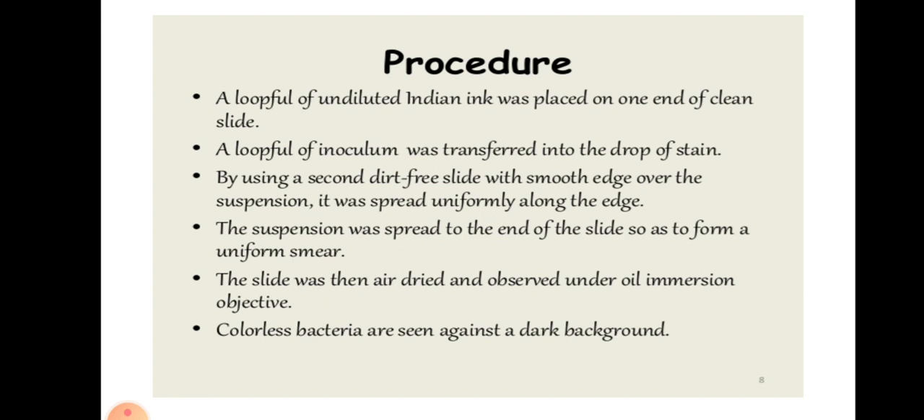Procedure for negative staining. A loopful of undiluted Indian ink was placed on one end of a clean slide. A loopful of inoculum was transferred into the drop of the stain. By using a second dirt-free slide with a smooth edge over the suspension, it was spread uniformly along the edge. The suspension was spread to the end of the slide so as to form a uniform smear.